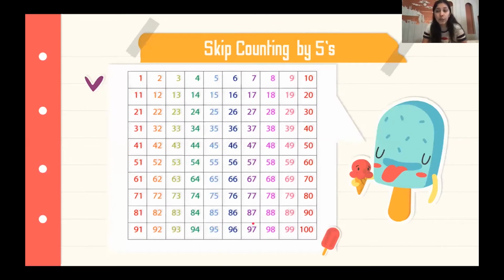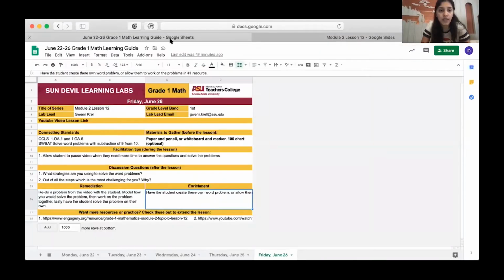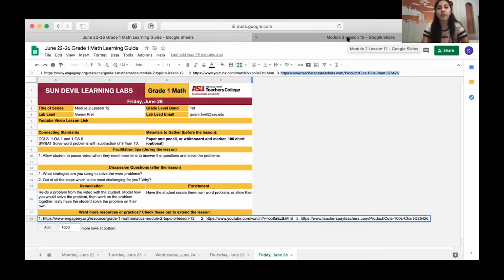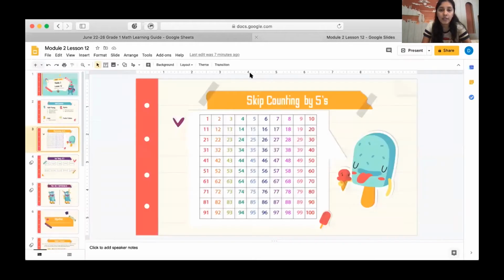Okay, so first we're going to skip count by fives. And here I have my hundreds chart. If you want to print out your own hundreds chart, I'll show you where you can find one. In your learning guide, you're going to have something that looks similar to this. At the bottom, it says, want more resources or practice, check these out to extend the lesson. On the third one, number 3, you're going to copy it, open a different tab, paste it, and then download that hundreds chart, okay? But since I already have mine, here we go.